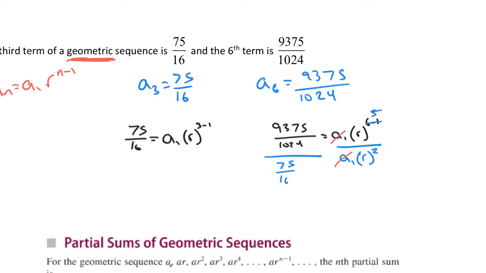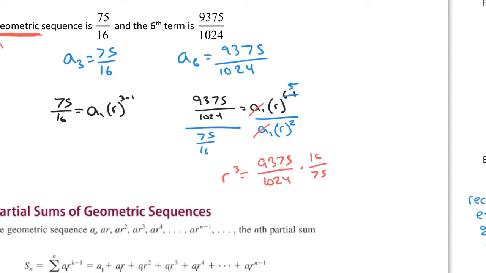The a1's the first term, and I'm going to get r to the third, because I have r to the fifth over r squared. So I'm going to get r to the third equals 9375 over 1024 times the reciprocal, 16 over 75. So if I wanted to solve for r, it would be the cube root of all of that. And so you could type that in your calculator. I'm not going to rewrite all that. We will find out that r is the nice fraction 5/4.